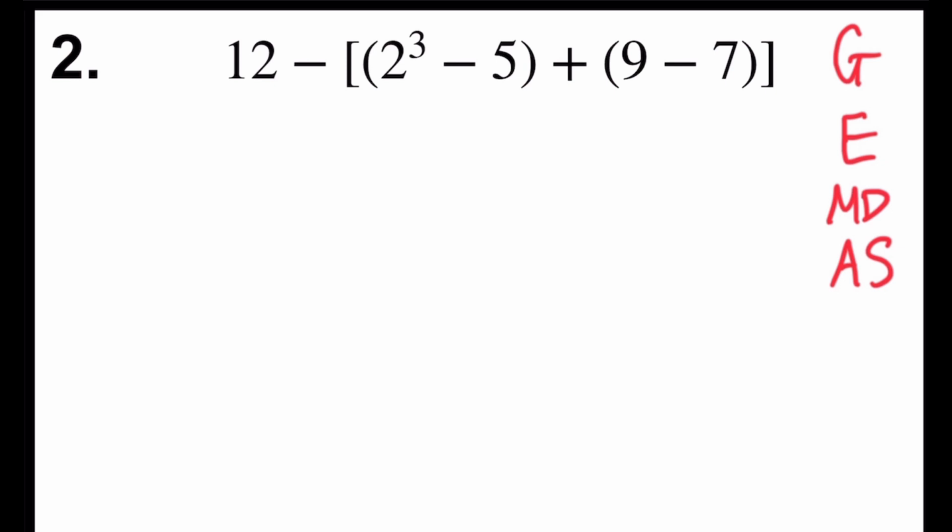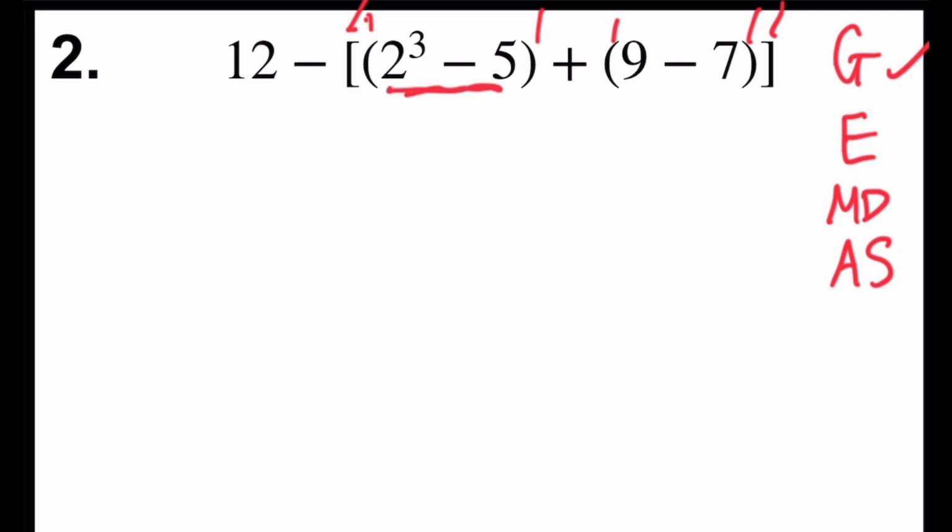Problem number 2 says 12 minus the quantity 2 cubed minus 5 plus 9 minus 7. So I'm going to start with grouping symbols. I have both brackets and parentheses. In fact, I have two sets. If you have grouping symbols inside other grouping symbols, you work from the inside out.